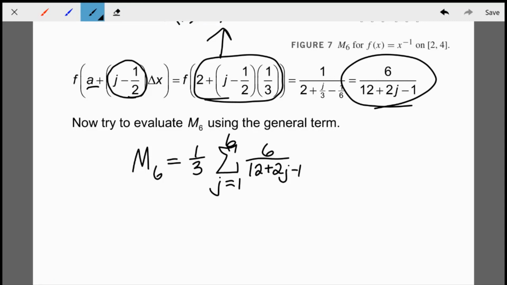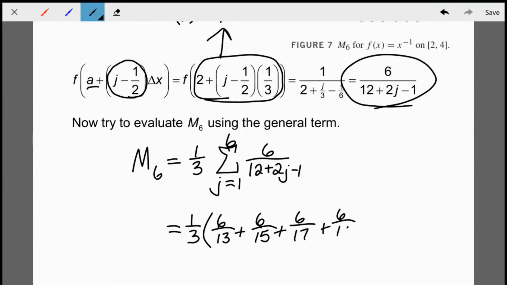And that would give me, if I expanded it out, which we really don't want to do, but I just want to show you what it would have been. This is shorthand for 1/3 of 6/13 plus 6/15 plus 6/17 plus 6/19, 6 over 21, and then 6 over 23. Okay, so in the end, if I were to plug that into the calculator, that's about 0.692.